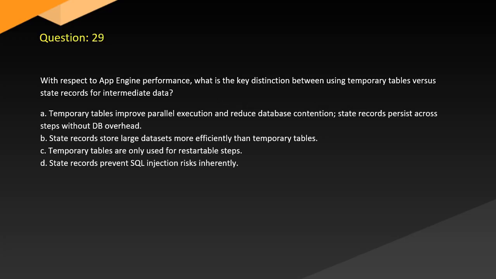Question 29. With respect to App Engine performance, what is the key distinction between using temporary tables versus state records for intermediate data? A. Temporary tables improve parallel execution and reduce database contention. State records persist across steps without DB overhead. B. State records store large datasets more efficiently than temporary tables. C. Temporary tables are only used for restartable steps. D. State records prevent SQL injection risks inherently.